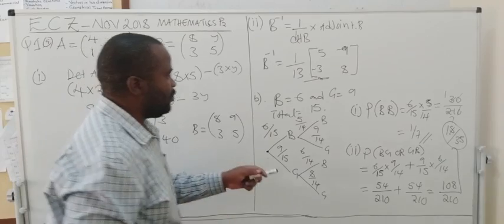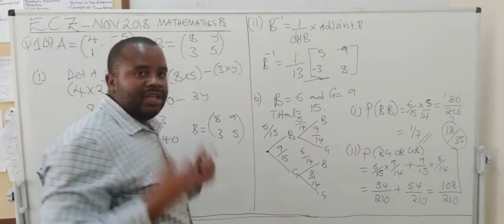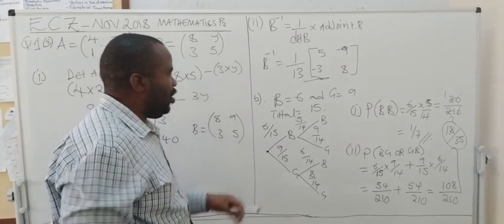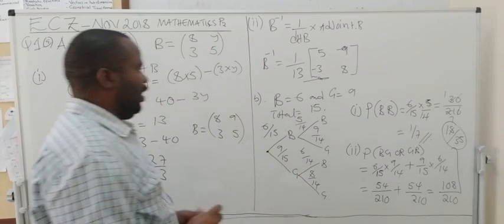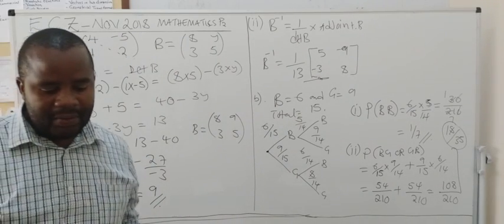So sometimes, even when the tree diagram has not been asked to be drawn, you can draw it, it helps you. But if you are okay, you can just go straight. Okay? So we go to the second question.